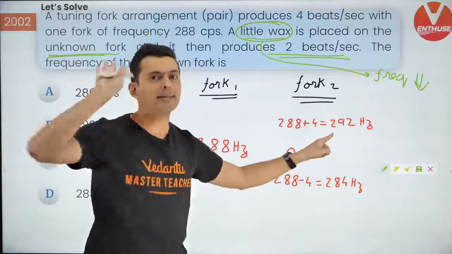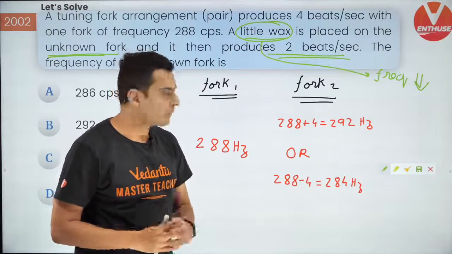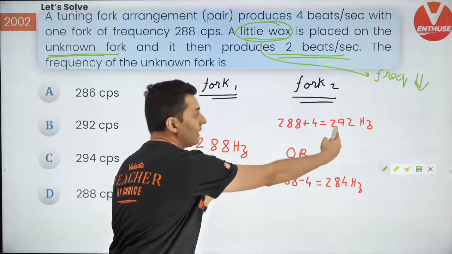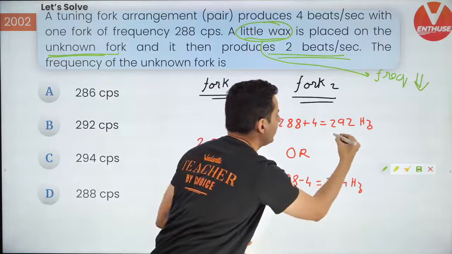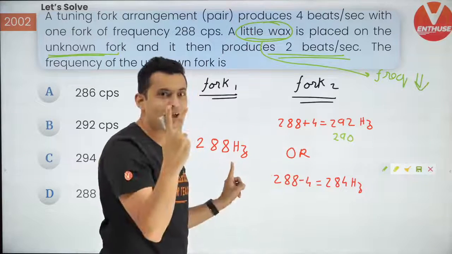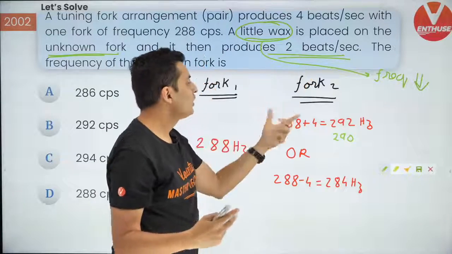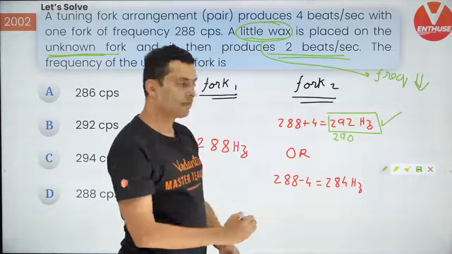If, for example, the frequency was 292 hertz, what is the difference between them? 4. If you add some wax, maybe that 292 might become 290. What will the difference become? Exactly 2 hertz, and that is what is given. So yes, 292 hertz should be the correct answer.